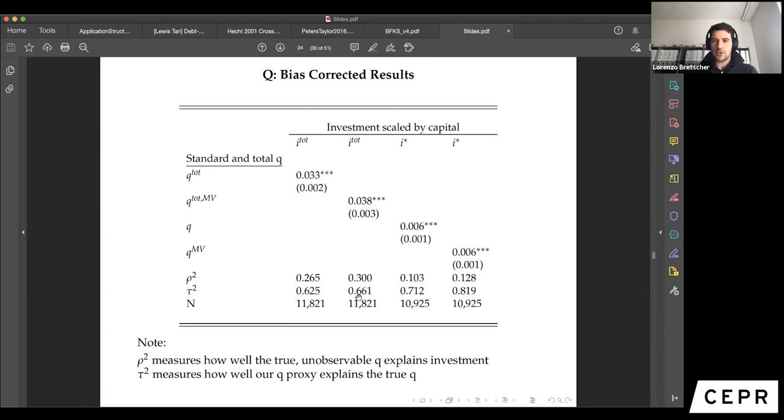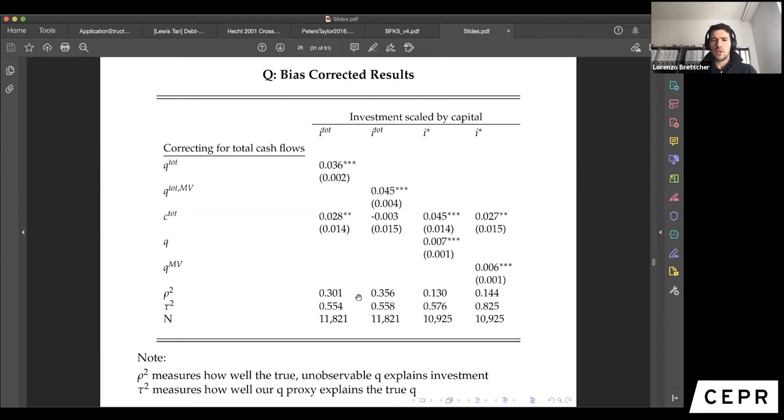We can then also correct for cash flows, and this is the total cash flows here. If we do this in the context of total Q and total investment, we find no significant coefficient, actually mildly negative, the point estimate on cash flows, total cash flows.